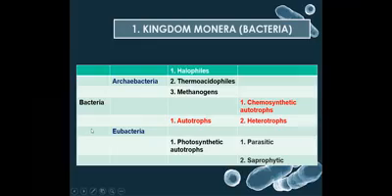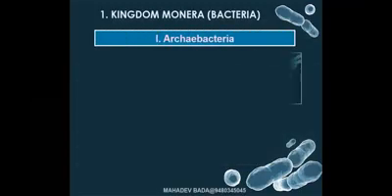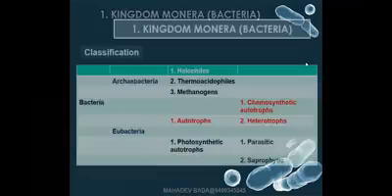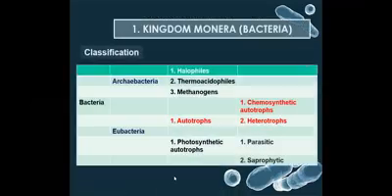I repeat once again, bacteria are grouped into two major groups: Archaebacteria and Eubacteria. In the Archaebacteria, there are three: halophiles, thermoacidophiles, and methanogens. In Eubacteria, there are autotrophs, which include chemosynthetic autotrophs and photosynthetic autotrophs. In the heterotrophs, one is parasitic, another one is saprophytic. Let us see each one of them and what the characters of those bacteria are in the next class.